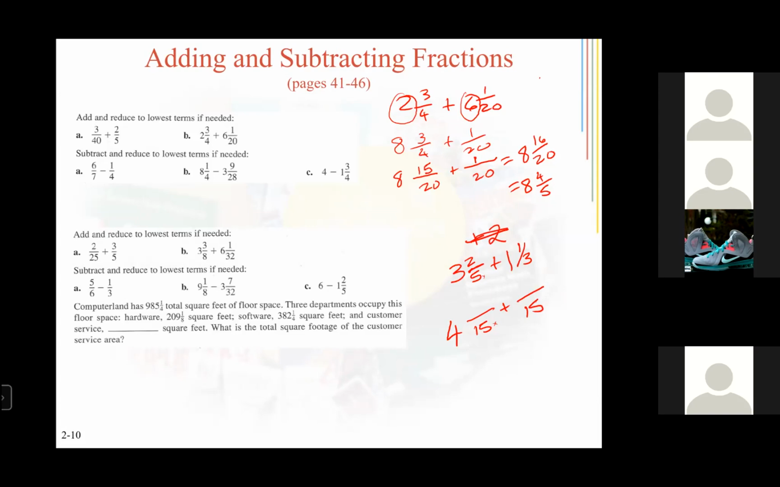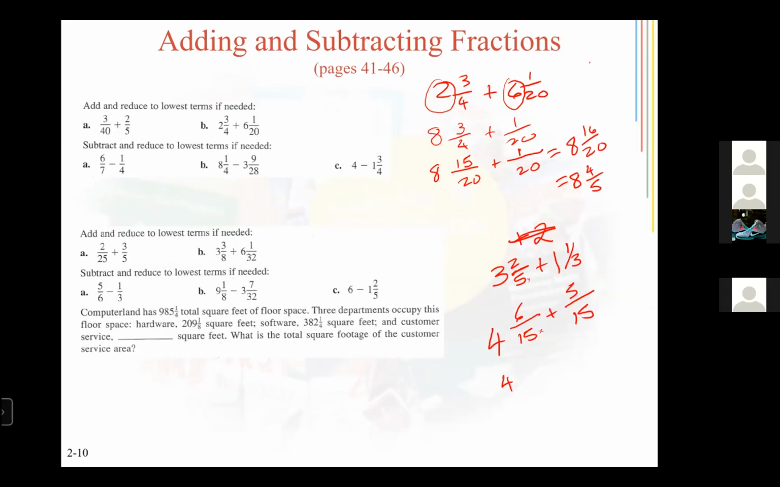That's 5 and 3. So 2 and 3, that'll be 6. And then the other one, that'll be 5. Okay, 5 times 3 is 15. 5 ones are 5. Okay. So when you add it up now, you're going to get 4 and 6 plus 5, 11 over 15. Okay.